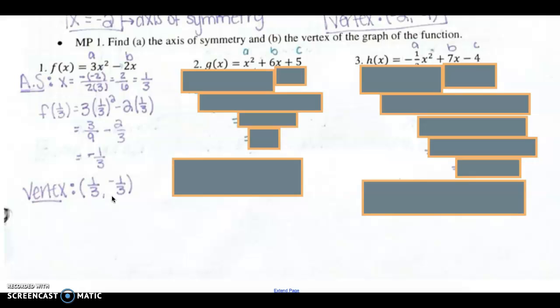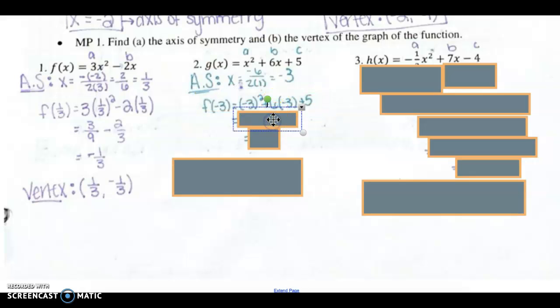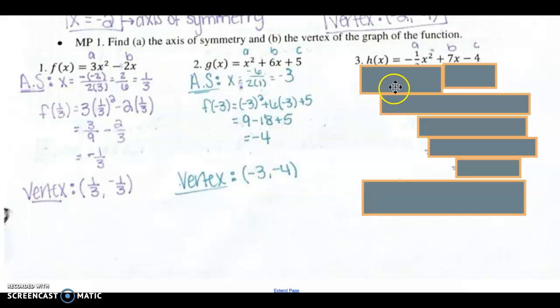All right, number 2. If you tried that one, your axis of symmetry, you plug in negative 6 over 2 times 1, which gives us negative 3. To find your vertex, we plug that into our function, and you get negative 4. So make sure you're checking your math on that. So your vertex is negative 3, negative 4.